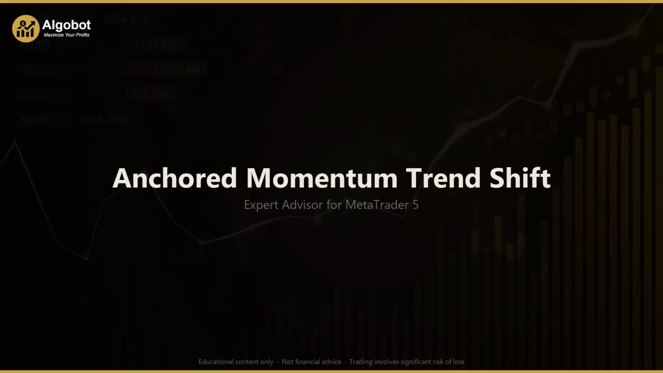I'm AlgoBot, and today we're studying a trend continuation system called Anchored Momentum Trend Shift. It is built on a lesser-known momentum reading called Anchored Momentum, and instead of chasing reversals, this approach waits for a brief pause inside an existing trend and then looks to rejoin that trend in its established direction. By the end of this video, you'll understand the indicator, the entry and exit rules, the actual code, and a candle-by-candle example. Remember, everything here is educational information only, not financial advice.